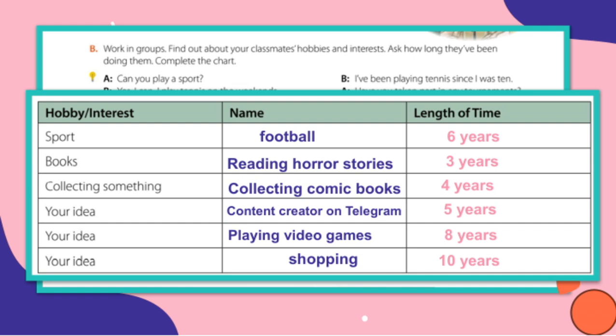Being a content creator on Telegram for 5 years has allowed me to share ideas and build a community, which is incredibly fulfilling. Collecting comic books for 4 years reflects my passion for storytelling and art. Then, there are hobbies like reading horror stories for 3 years, which feeds my love for suspense and thrill, and playing football for 6 years keeps me active and teaches teamwork. All these activities not only shape who I am, but also demonstrate how engaging in various interests can enrich our lives and connect to the broader theme of personal growth and balancing different passions.